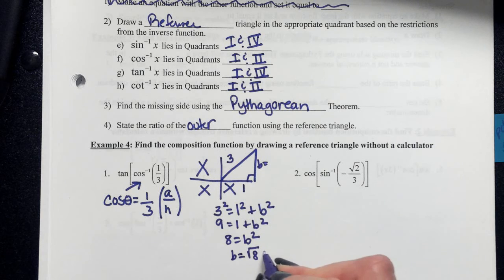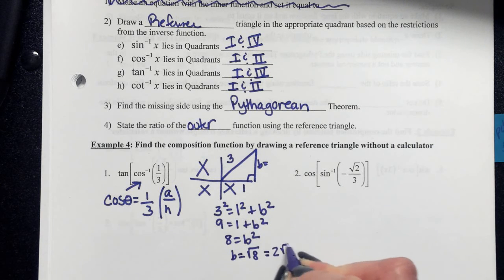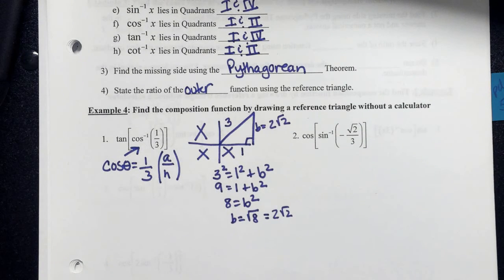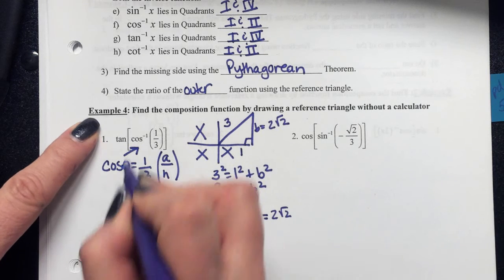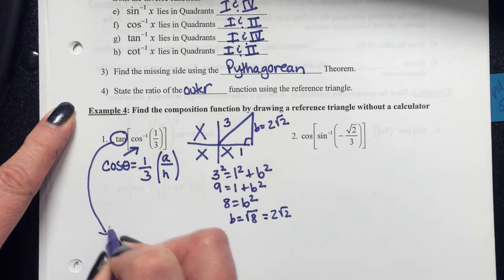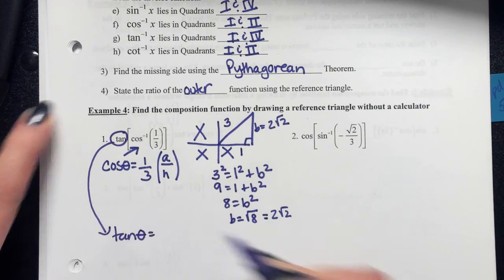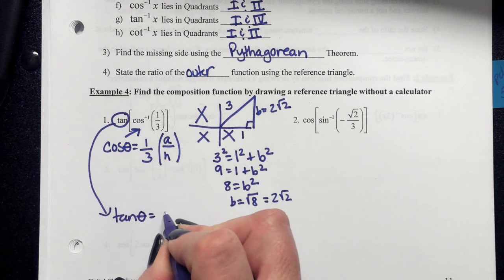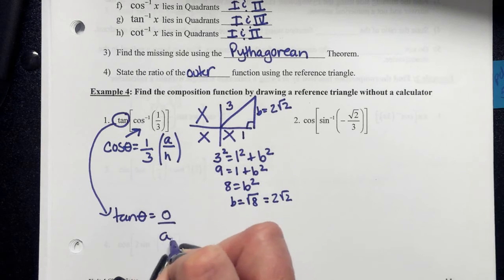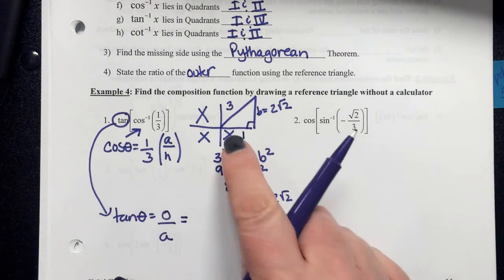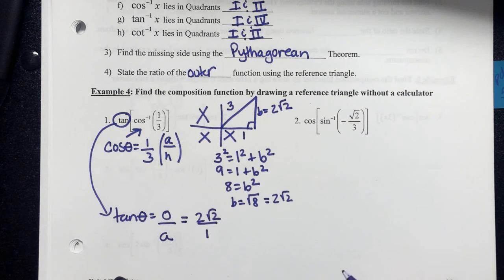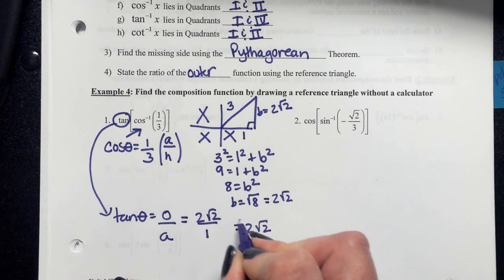And square root of 8 can be reduced to what? 2 square root 2. So there's the third side. So any questions on how I've labeled the 3 sides of the triangle? So now this is where I look to my outer function. I look for the tangent. I know that the tangent of some angle by SOHCAHTOA, what's the tangent equal to? Opposite over adjacent. So from my triangle then, the opposite side is 2 square root 2, the adjacent side is 1. So then my answer is just going to be 2 square root 2.